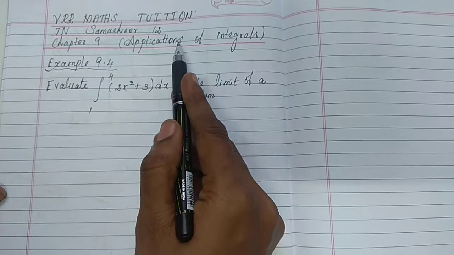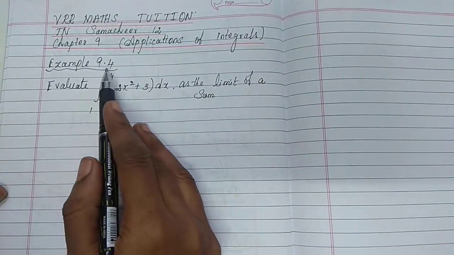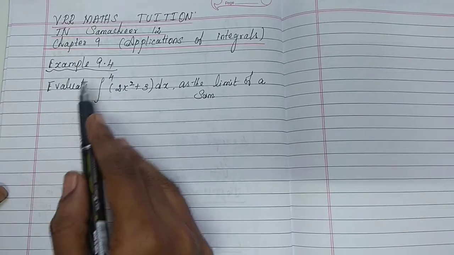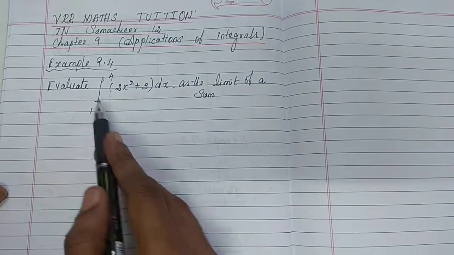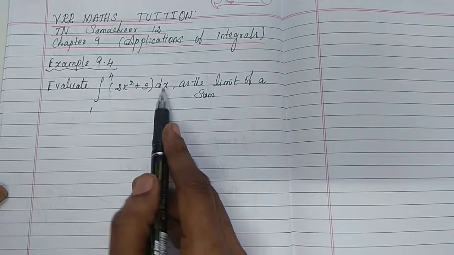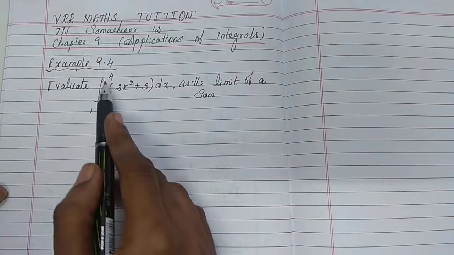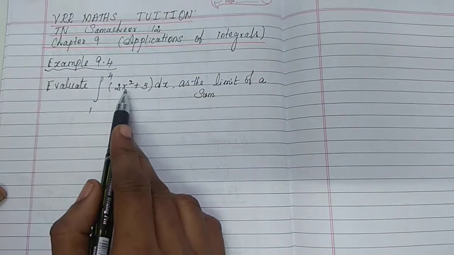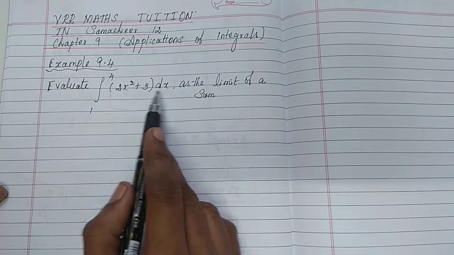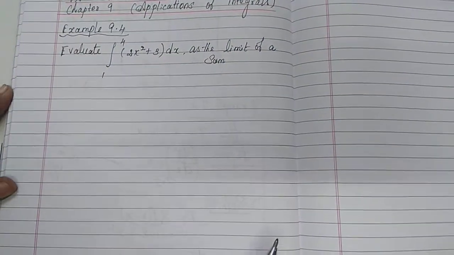Chapter 9 Applications of Integrals. Example 9.4. The question is: evaluate the integral from 1 to 4 of 2x² + 3 dx as the limit of a sum. First, write the limit formula.